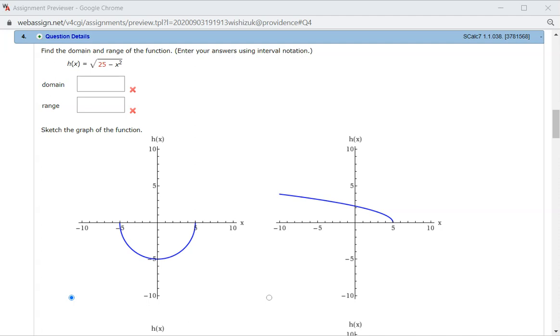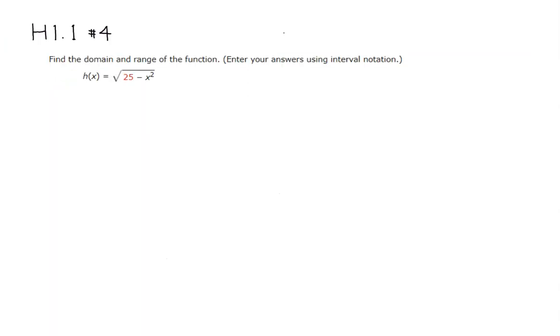All right, let's look at the homework 1.1, problem number 4. We have this function given, h of x is equal to the square root of 25 minus x squared, and we want to find its domain and its range. So let's do the domain.